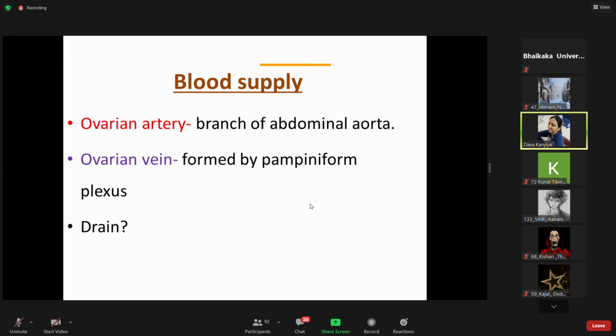What is the draining area of the testicular vein? You have already done the morphological features of the testis, right? So where does it drain? The testicular vein drains into what? What is the venous drainage of the testis? Anybody?